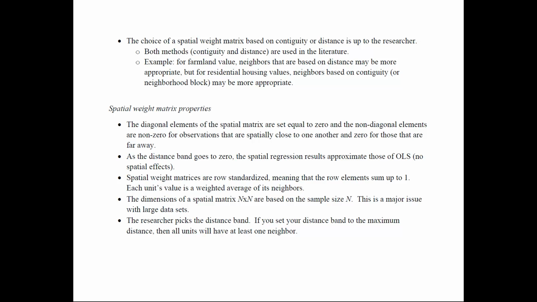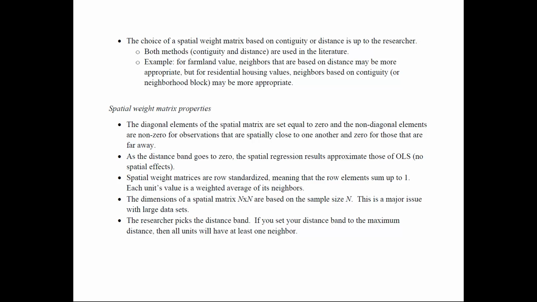So for farmland values, for example, the neighbors based on distance would be more appropriate, because it doesn't quite matter if the counties touch each other, if they're big or small. Whether or not they're next to each other doesn't matter as much as how far they are from each other. But for residential values, maybe it would be more important that they're based on contiguity or the neighborhood blocks or something like that, rather than distance necessarily. You know, if they're in the city. So you're the one who decides that.